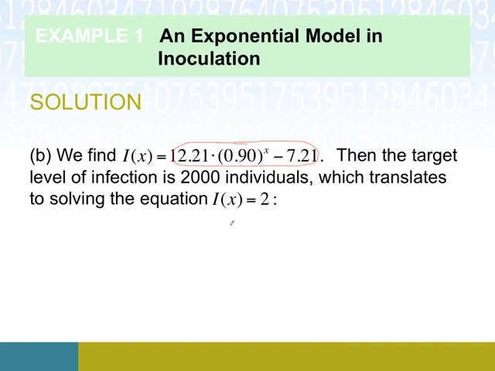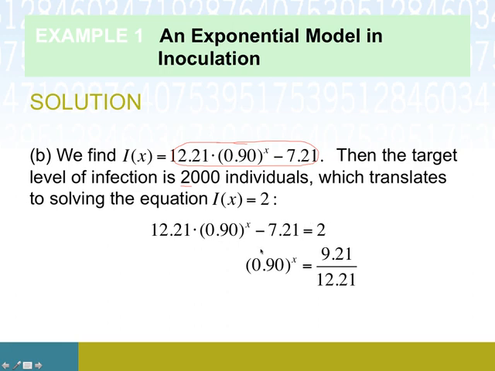So that translates to solving I of x equals 2. We got to be careful. This is not asking for x to be equal to 2. x is the number of people that we inoculate, so this is actually an output they're giving us. Okay, but since we've got this formula for how many people get sick, then we can take this entire expression and set it equal to 2.